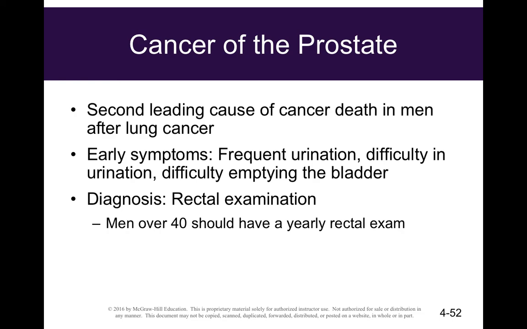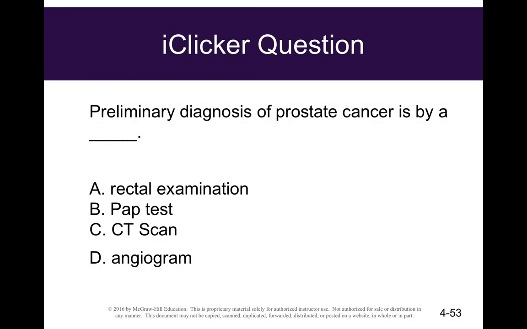Also, prostate cancer can be diagnosed by a blood test called the prostate-specific antigen test, or PSA. Preliminary diagnosis of prostate cancer is by a what? A, rectal examination, B, pap test, C, CT scan, or D, angiogram. It's by a rectal exam. The preliminary diagnosis of prostate cancer is through the rectal exam.